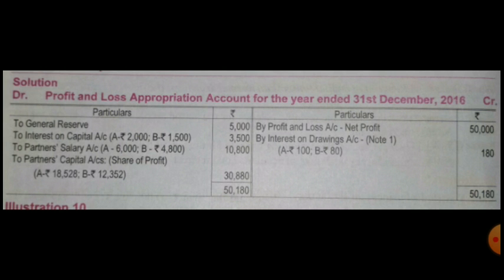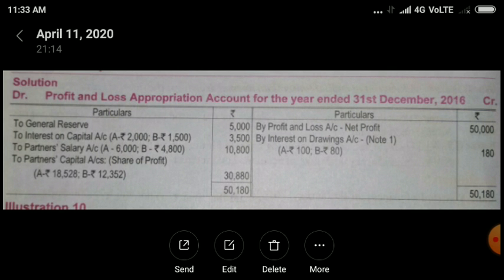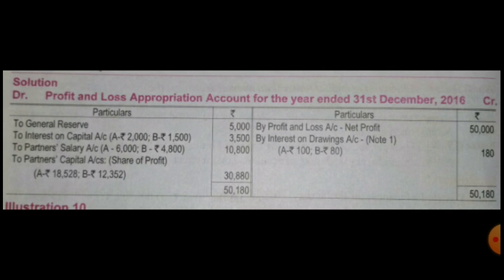The next step, when all the items are over, you have to balance the profit and loss appropriation account to get the share of profit of each partner. Sometimes the balancing figure may also become a loss, but here in this case you can see clearly that the credit side will exceed the debit side. So first you will write the balance of credit side, that will come to 50,180. Now balancing that and subtracting all the amounts in debit, you will get 30,880 rupees.